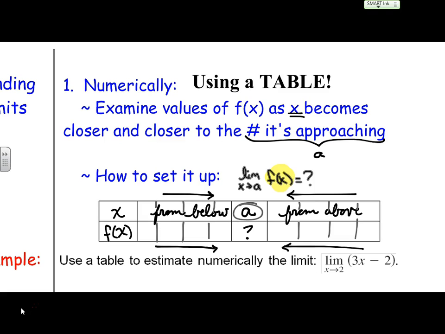Okay? So what we're trying to think about as we're plugging into a table is, first of all, how can we come from below and from above A? And we're asking ourselves the question, what are the y values doing? Now, truly, at the core of a limit, we're actually not asking what do the y values equal. We're asking what are the y values approaching. Once again, we're not asking what the y value is, even though sometimes it's the same thing as the limit. We're asking what are the y values approaching.